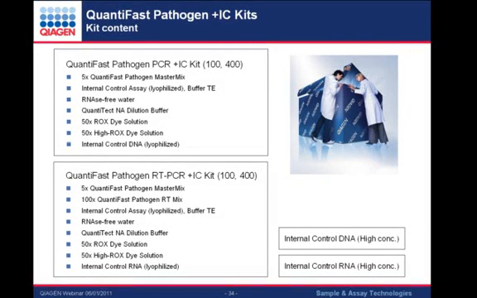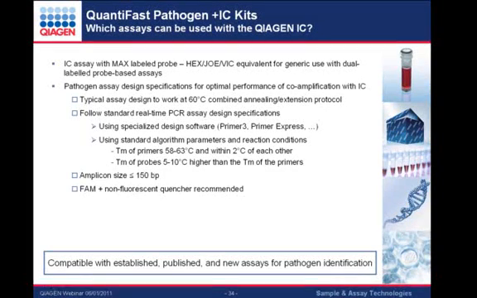Additional internal control DNA or RNA templates are provided separately for optional use in the extraction procedure. These templates are more highly concentrated to allow adaptation of the internal control starting amount to different elution volumes after the nucleic acid extraction.